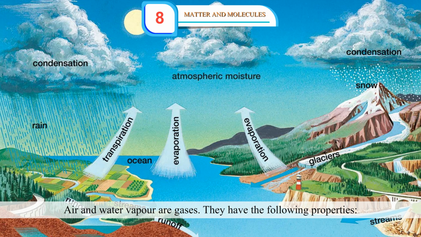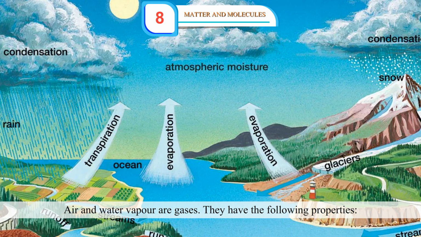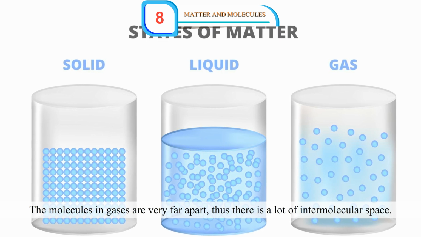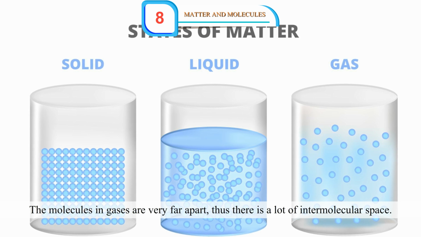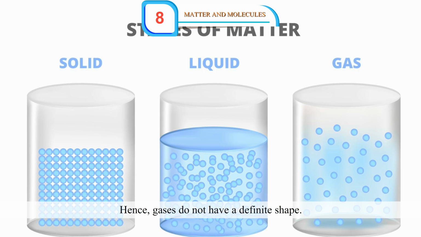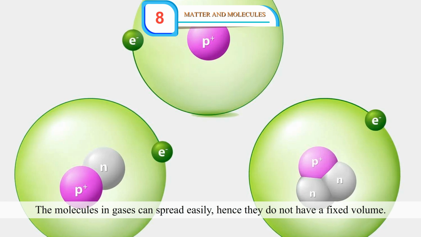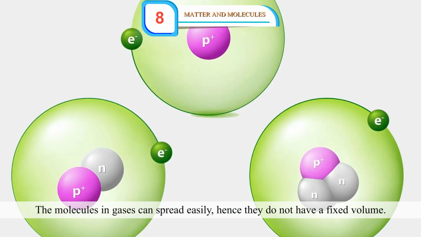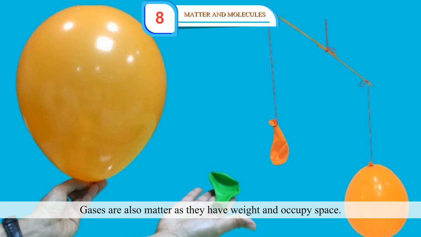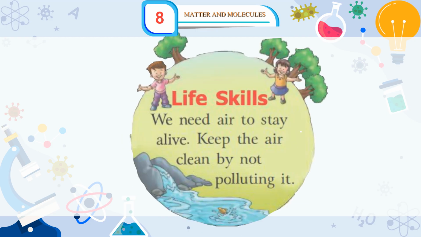Gases. Air and water vapor are gases. They have the following properties. The molecules in gases are very far apart. Thus, there is a lot of intermolecular space. The intermolecular force is very weak. Hence, gases do not have a definite shape. The molecules in gases can spread easily. Hence, they do not have a fixed volume. Gases are also matter as they have weight and occupy space.